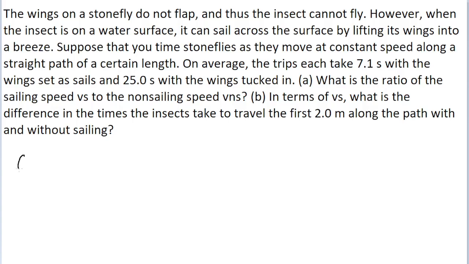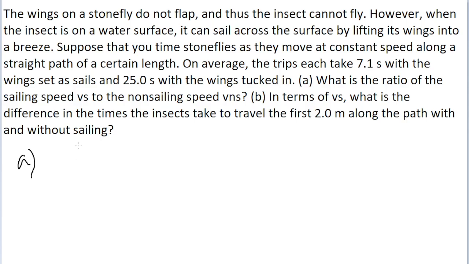So we've got these stoneflies that are moving along a set distance, and we've timed trips in different ways. We have the time it takes for the fly to travel across a set distance with the sails, and we've got the time it takes for it to travel along that same distance without the sails. And the first part of the problem is asking us to find the ratio of the sailing speed, Vs, to the non-sailing speed, Vns.